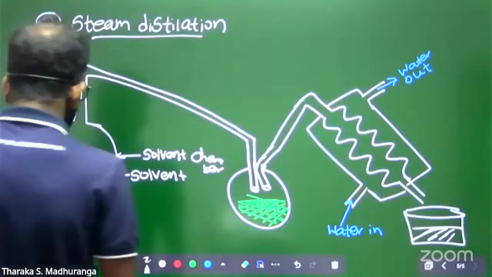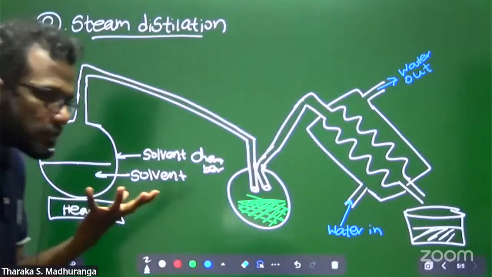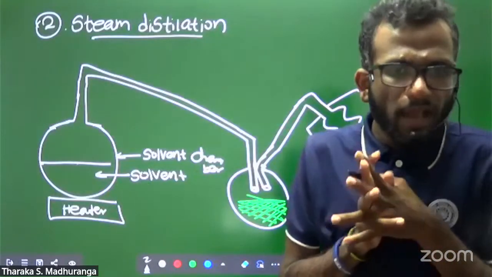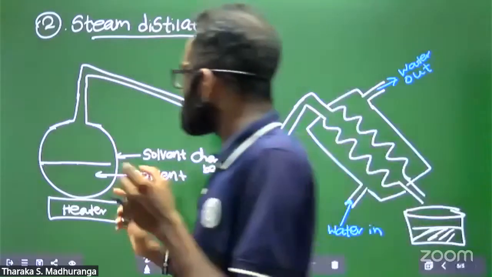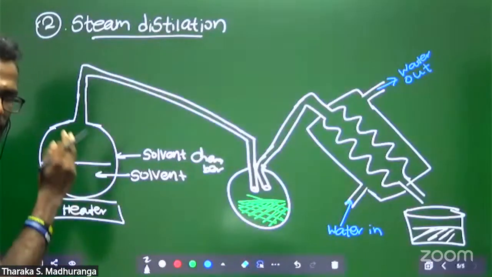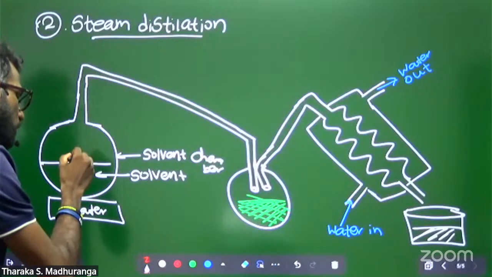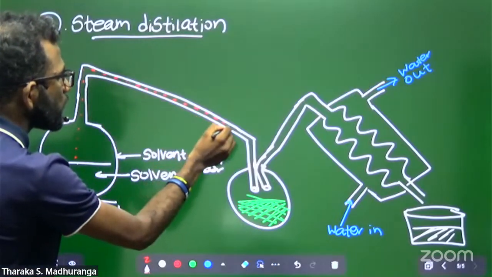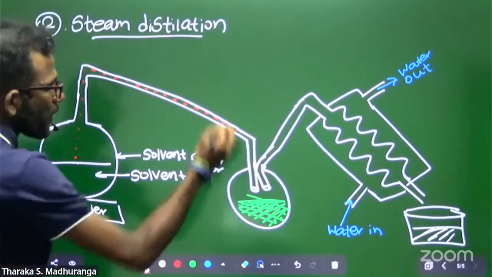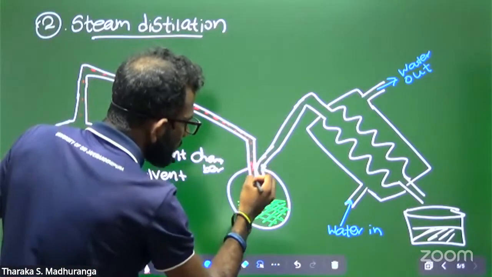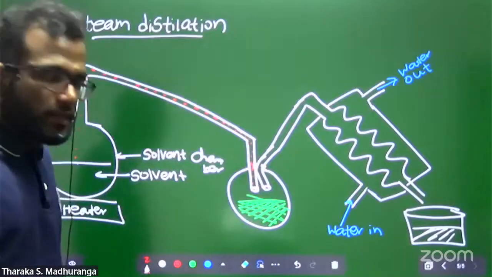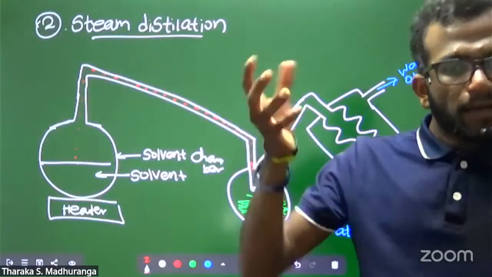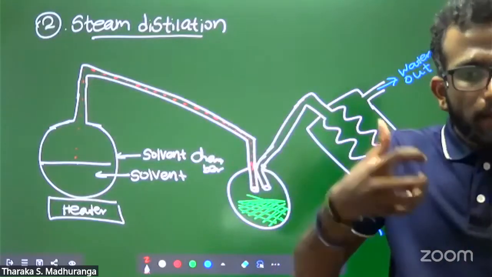In this method, this is the solvent in the first round bottom flask. In the first chamber, only solvent. Don't have any plant material. Then when you turn on the heater, the solvent vapor goes through this line. Now the solvent vapor comes to the second chamber. In this second chamber, the small pieces of plant material and solvent vapor contact together.